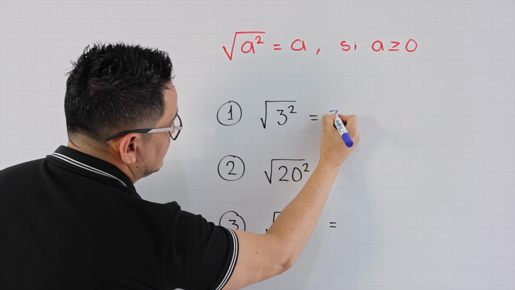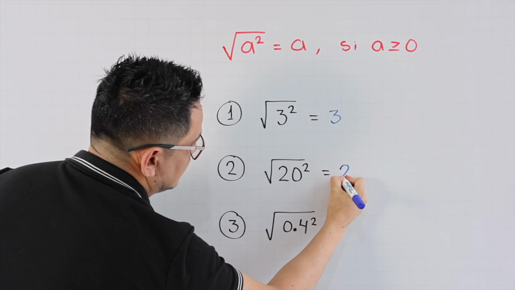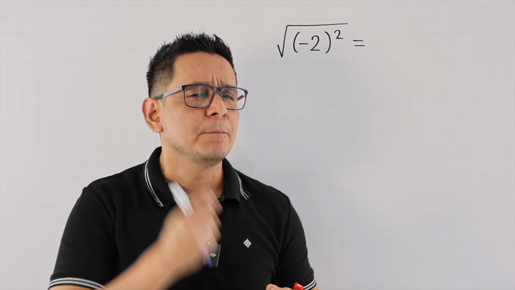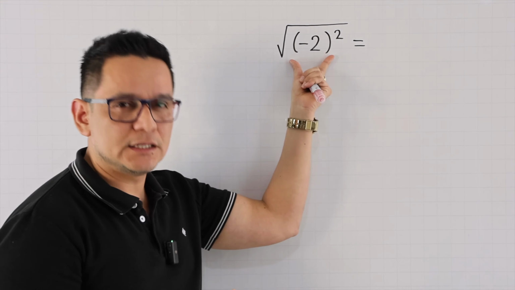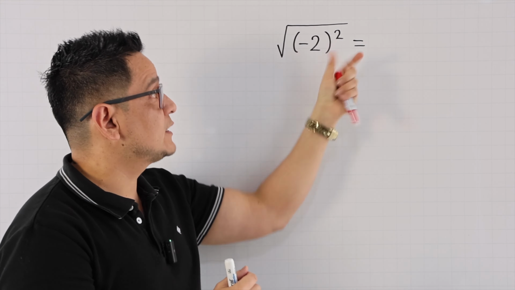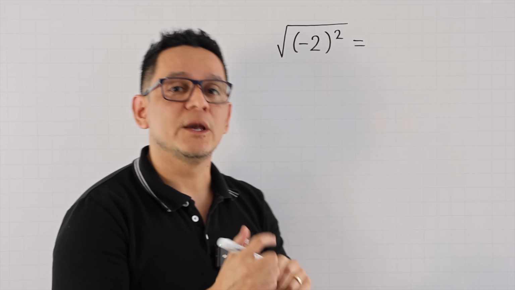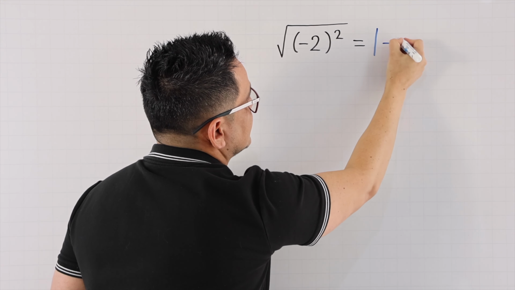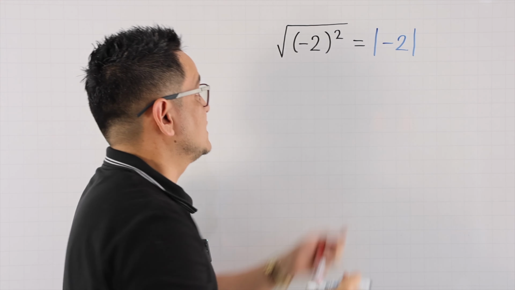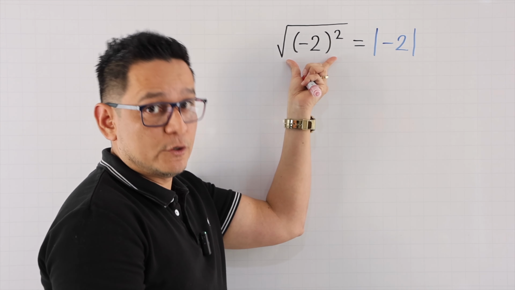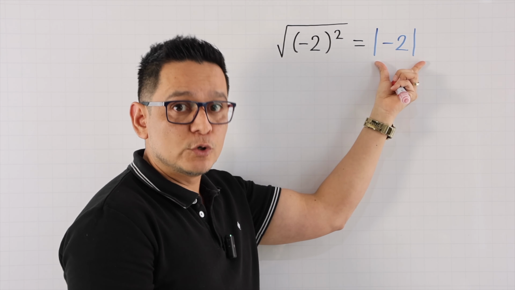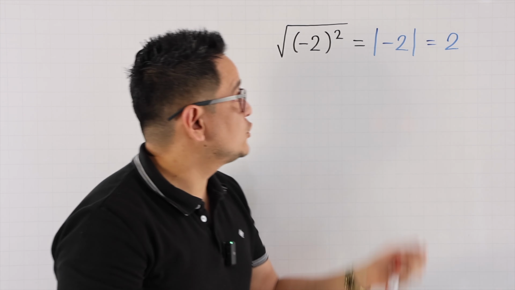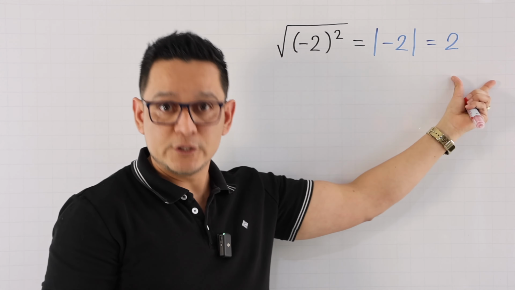So it would simply be 3 here. It would simply be 20. And here we have 0, 4 done. We're finished. But now, what would happen if a is negative? For example, here we have the square root of negative 2 squared. Well, what we're going to do is simply take the absolute value of a, which in this case is negative 2. So here I have that the square root of negative 2 squared is equal to the absolute value of negative 2, and the absolute value of negative 2 is 2. And we had already said that the result of this operation was 2, right?